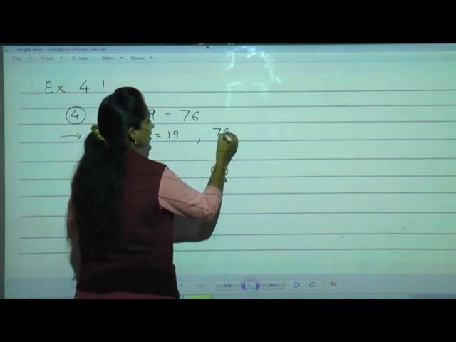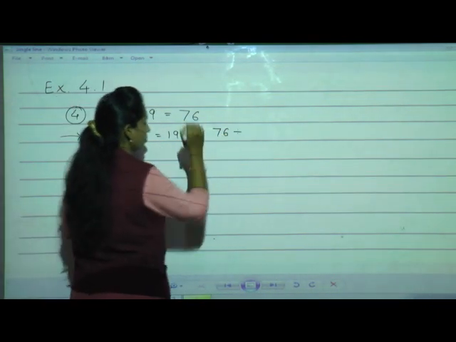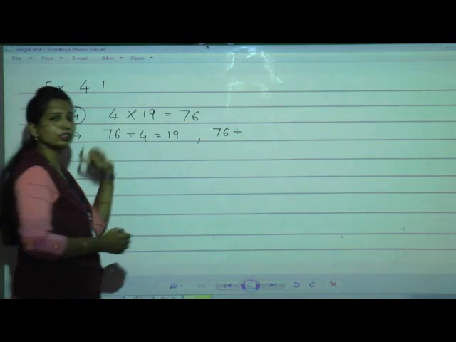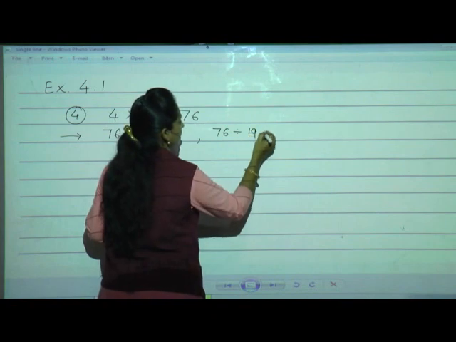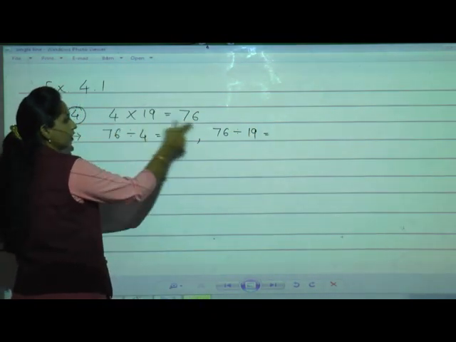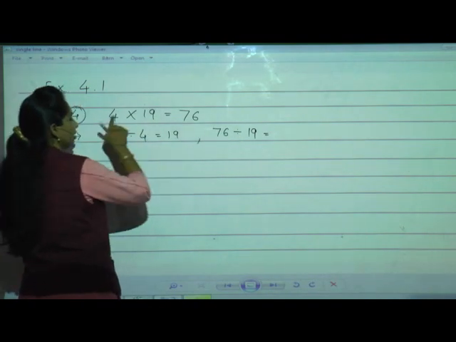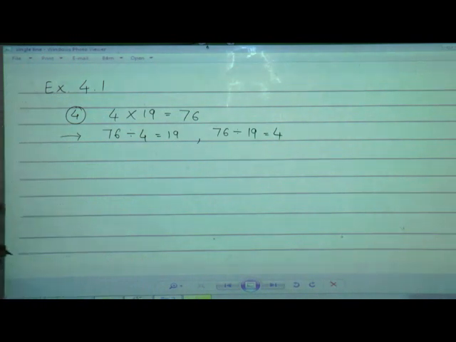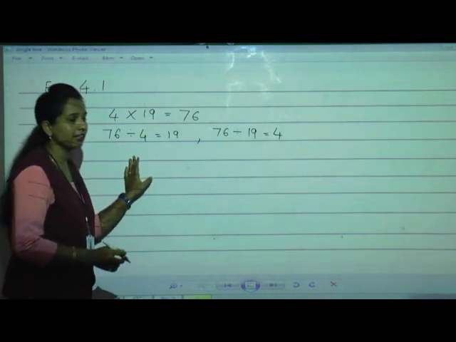Write 76 again, the same. Give the division symbol. Okay, now we have written 4 here first. Now we will go with the 19. Write 19 is equal to what is remaining? In this number we have taken 76, we have taken 19, and now 4 is remaining. So 4 is the answer. Got it? See, how we can write in this way?